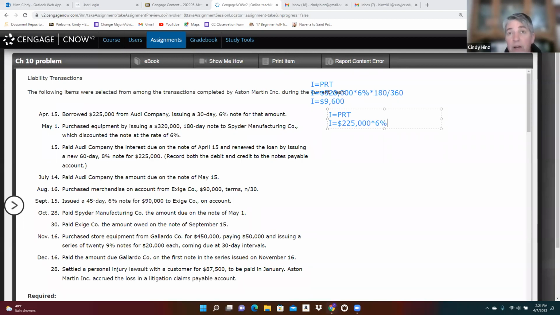If you're the lender, all else equal, if you have the same stated interest rate, we would prefer to have the interest discounted if we are the lender. If we're the borrower, we prefer to have the interest on top of the face value. And then this was a 30-day note, so 30 out of 360 to change that into the portion of a year.